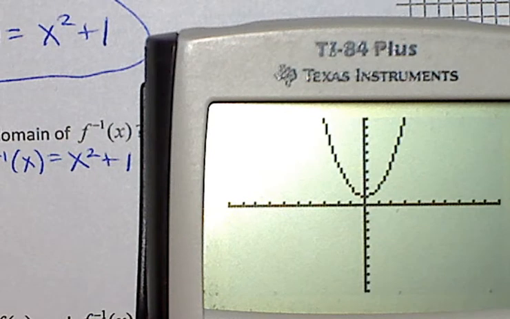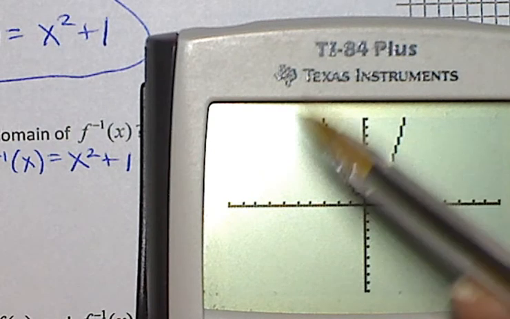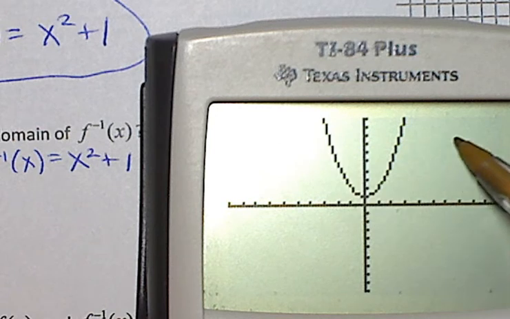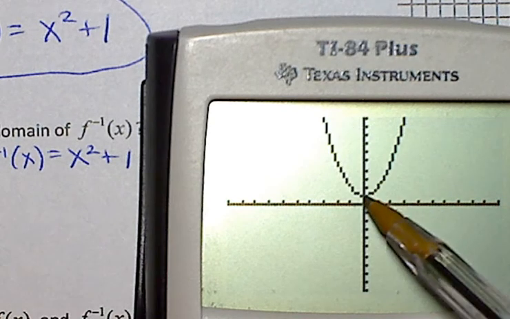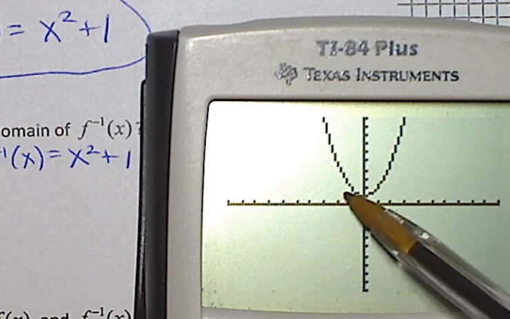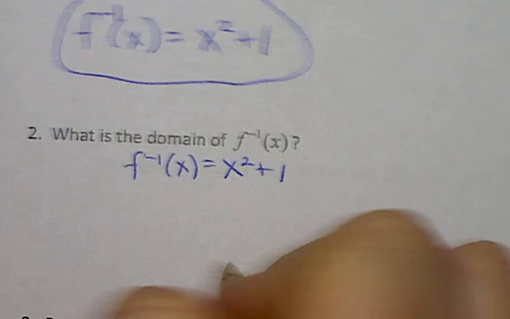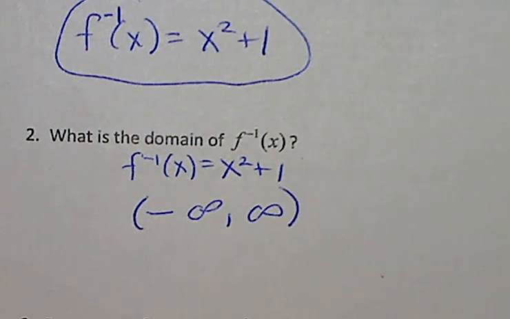We're looking for the domain. Although we don't see it on the calculator, remember there is an arrow here and there is an arrow here, meaning that as it moves to the right continuously, it's also going up, and as it moves to the left continuously, it's also going up. There's no limit how far this will continue to move to the left as it goes up, and no limit how far it will go to the right as it continues to go up. So with no limits, in interval notation, we would say the domain is negative infinity to positive infinity.